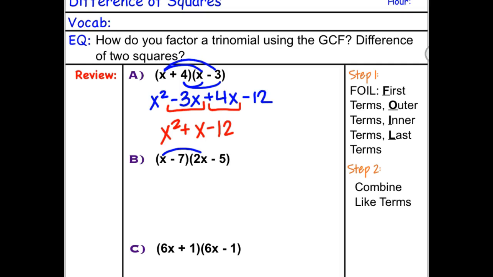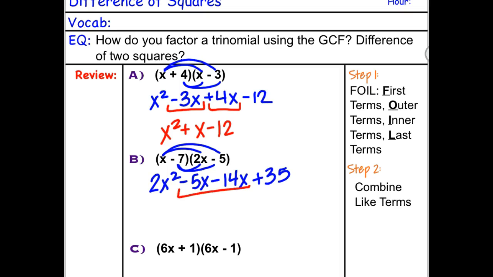So now we've got x times 2x, which is 2x squared. X times negative 5, so minus 5x. Negative 7 times 2x is minus 14x. Negative 7 times negative 5 is plus 35. When we combine our like terms of negative 5x, negative 14x, we get 2x squared minus 19x plus 35.